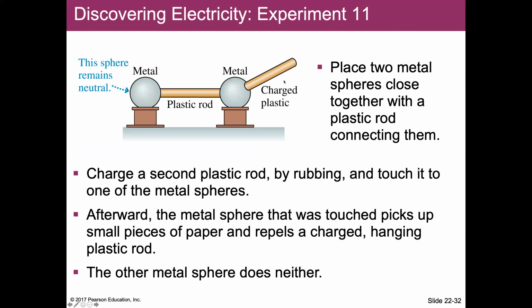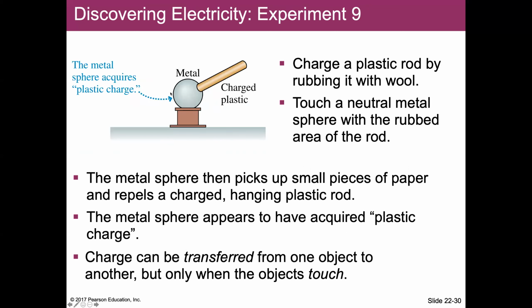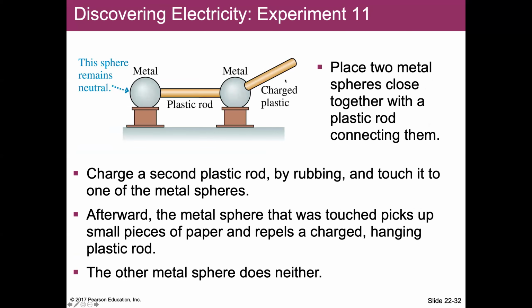Next experiment. It's an extension of the previous experiment. This time, we still use a charged plastic rod to touch the metal. However, you put another metal sphere close to the first one, and you connect them by a plastic rod. So what happens is, as we expected, the same thing as before: this metal sphere gets charged from the charged plastic. However, this other metal sphere doesn't. It remains neutral.